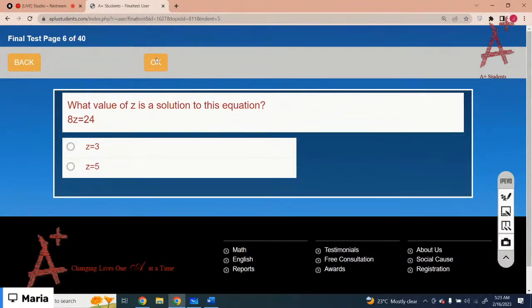Okay, what value of z is the solution of this equation? 8z equals 24. You have to calculate the value of z. So just divide both sides by 8. So what value of z makes 8 times z equal 24?